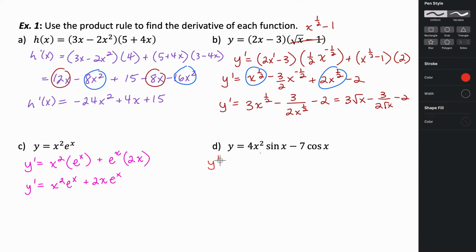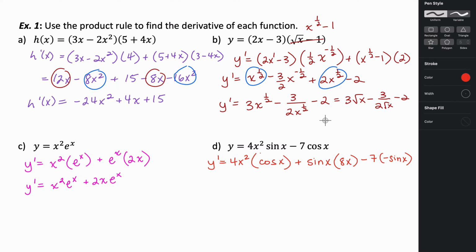So we get that y prime equals, so the first part of our product is going first. The derivative of sine is cosine, and then plus the second part, sine of x, times the derivative of the first part of our product, which is 8x. And then all of this is going to be minus 7 times the derivative of cosine, which is negative sine of x. And so then we have that.